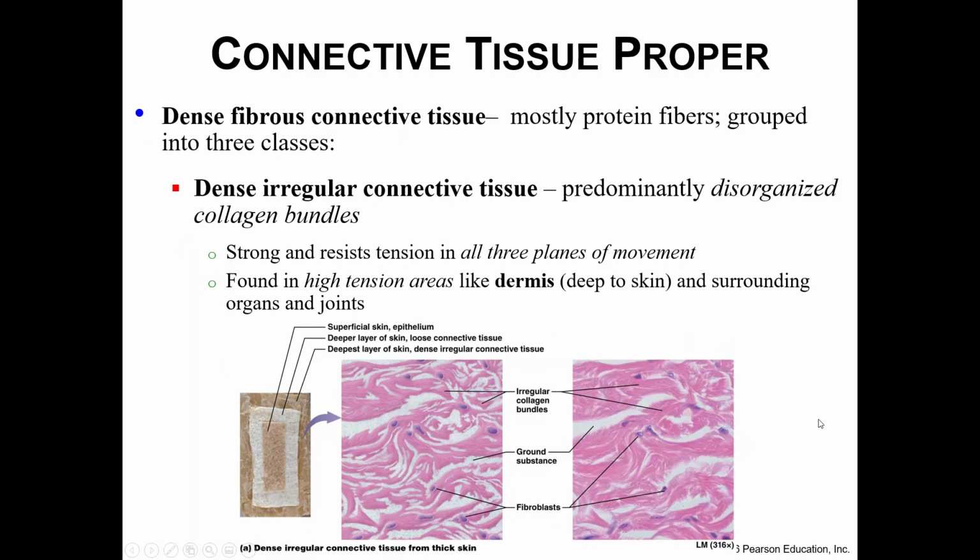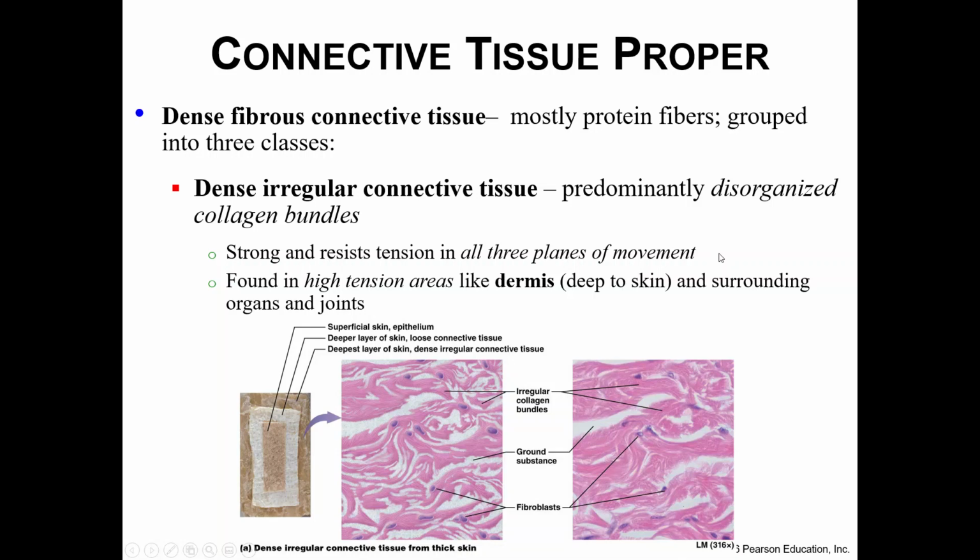Then we have dense fibrous connective tissue. This comes in two varieties, dense irregular and dense regular connective tissue. This is mostly protein fibers, specifically mostly collagen fibers. You've got dense irregular connective tissue where those collagen fibers are just kind of all over the place. They're disorganized. This allows for strength and resistance to tension in all three planes of movement.